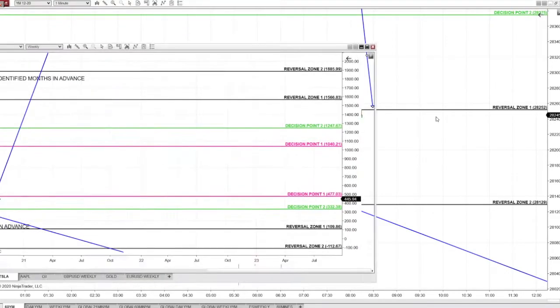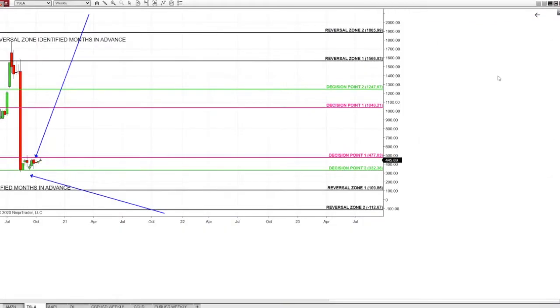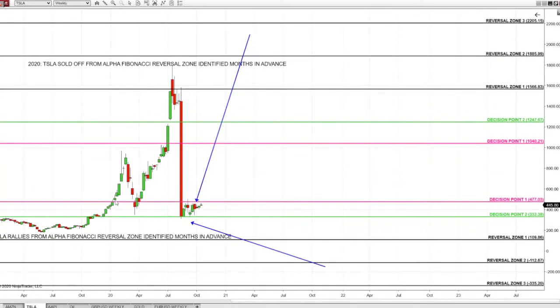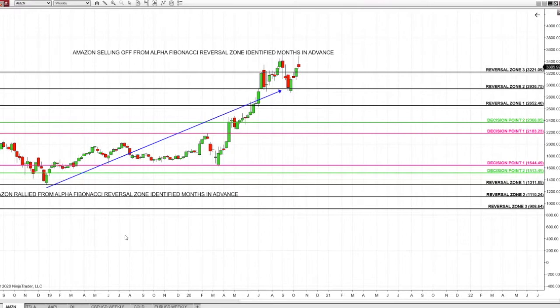Do you want to trade Tesla? Please do. The power of the system, it identifies reversals many, many months in advance. You prefer Amazon? No problem. All started at the trend inception. Ultimate place to buy. Now Amazon is in correction for many, many months.